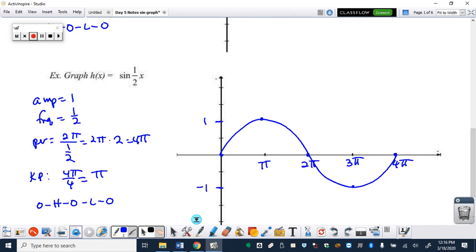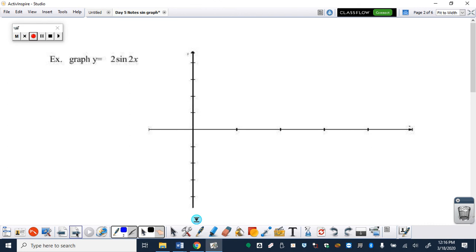Okay, on the back. This time we're going to include a change in amplitude. Amplitude is equal to 2. And period is going to be 2 pi divided by 2 because of the frequency here. So that's going to be pi. So we have somebody who's talking very, very loudly and talking twice as fast as the parent function.